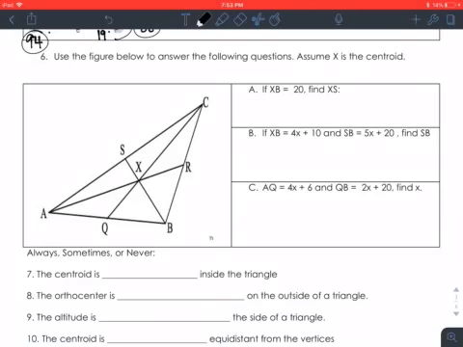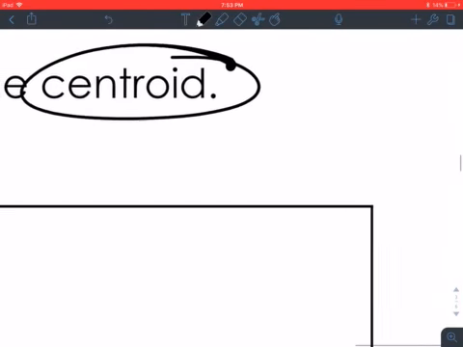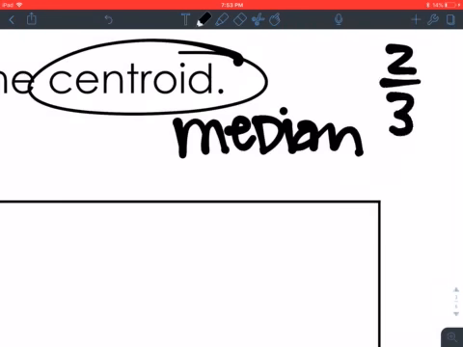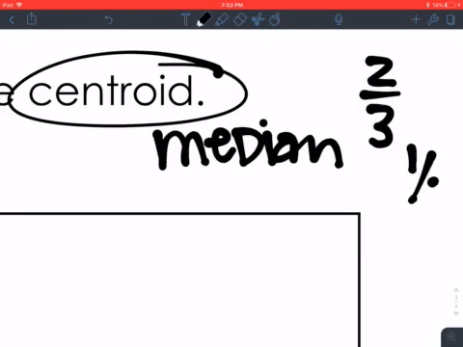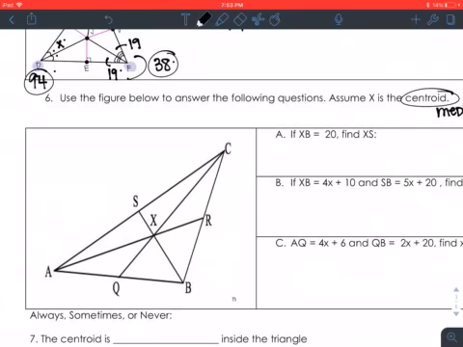Okay, question 6. It says use the figure below to answer the following questions. Assume X is the centroid. Centroids deal with medians, okay? And what we know with centroids is we have those fractions of 2/3 and 1/3, depending on which segment we're looking at. All right. Now I'm just going to fill in some information here.